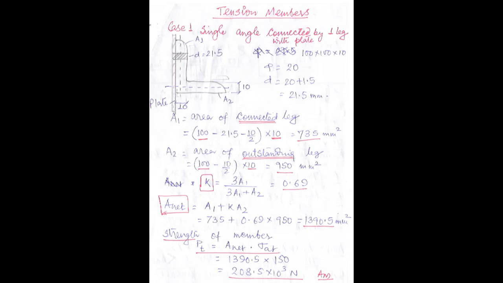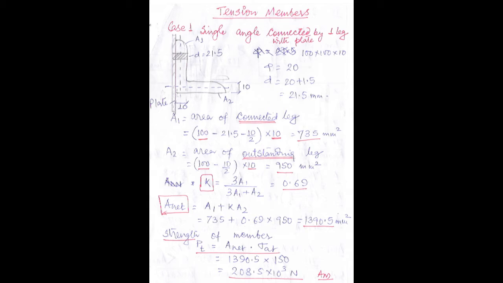Okay, let us start. First of all, I have written the section as 100 by 100 by 10. Correct? Do you know how to interpret this? 100 by 100 by 10 means one leg length is 100, the other leg is also 100, and the last value, 10, means the thickness of the member. Correct? Now in the question, what is given? That it has to be riveted with 20 millimeter diameter. So this is the nominal diameter.